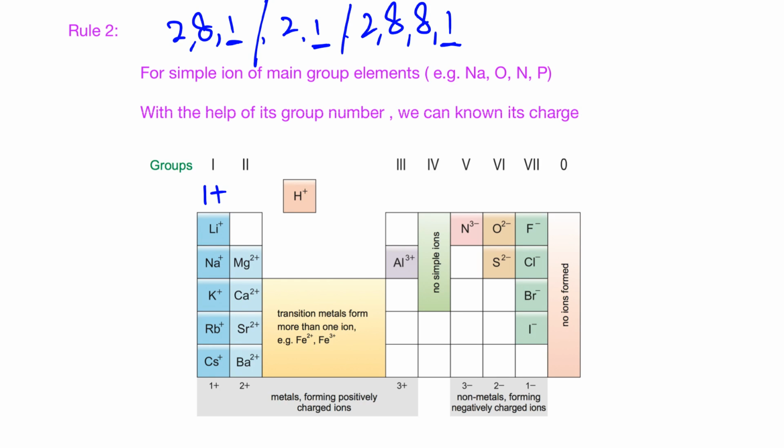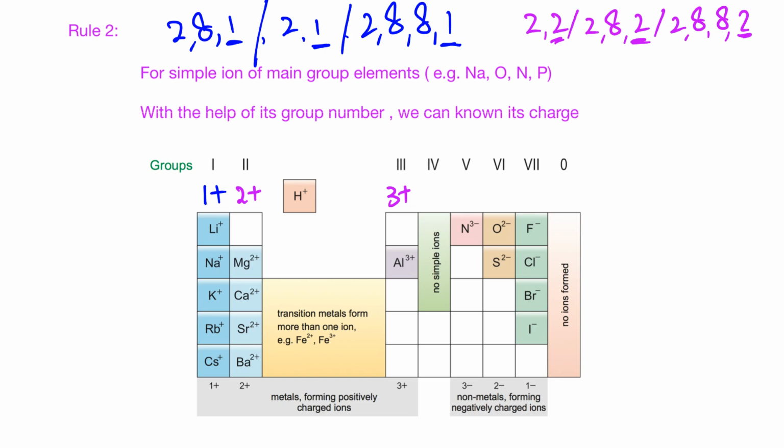Of course, when you write it, you write positive only. When you have group 2, that should be 2,2, 2,8,2, 2,8,8,2. For this, they must lose the outermost 2 electrons, so they will become 2 positive. The same goes for group 3, which is 3 positive.